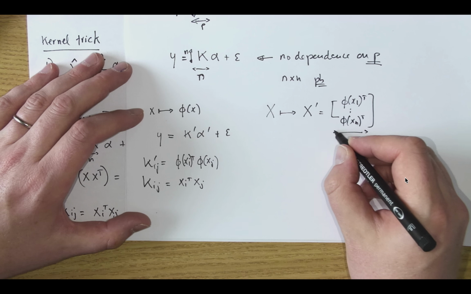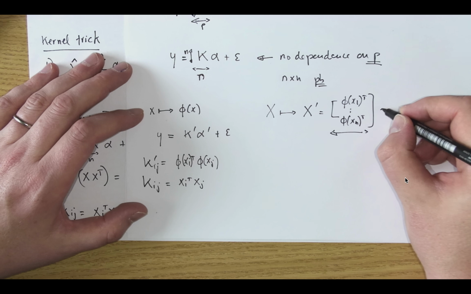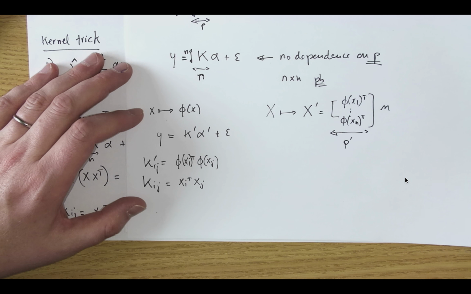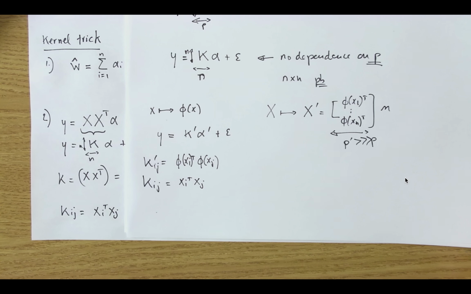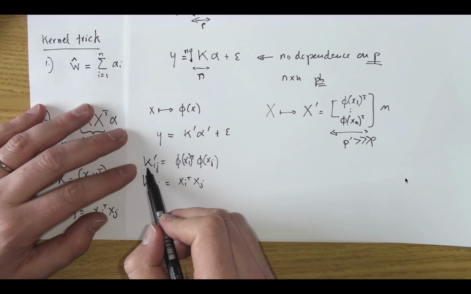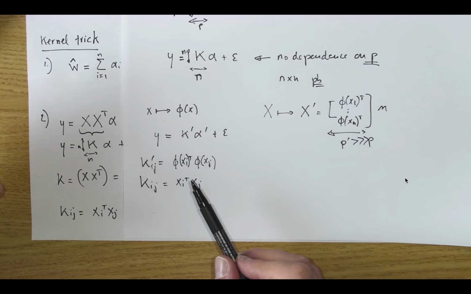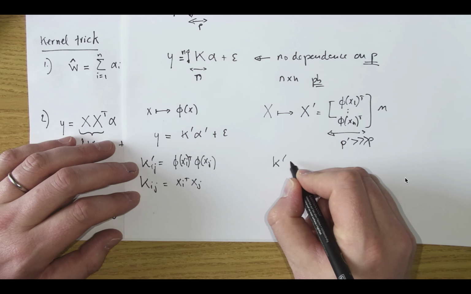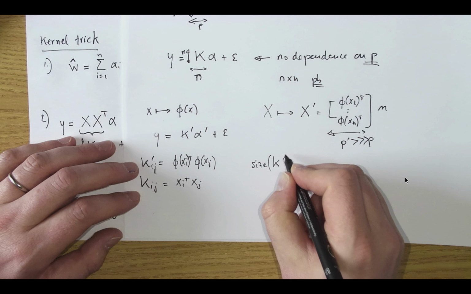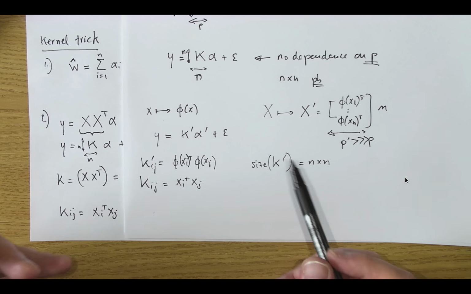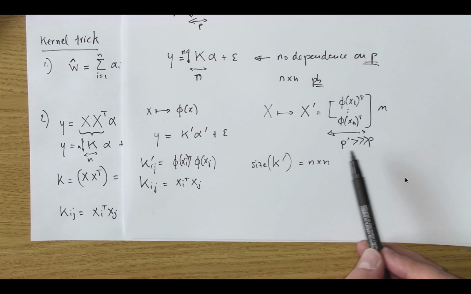Now the size of this matrix is clearly different. So we still have n on this side, but here we have p prime, and p prime could be much bigger than p, okay? And this was our problem, the fact we had p prime, which was massive. But then when you look at K prime, which is just made using the same technique we had, the size of K prime is still n by n, okay? And we've lost this dependency on the feature vector size.